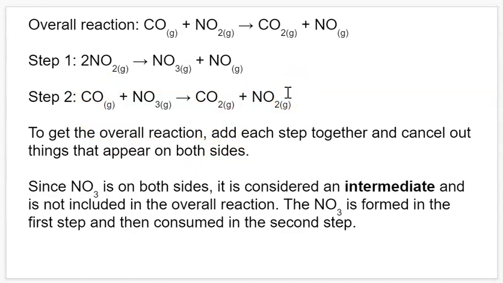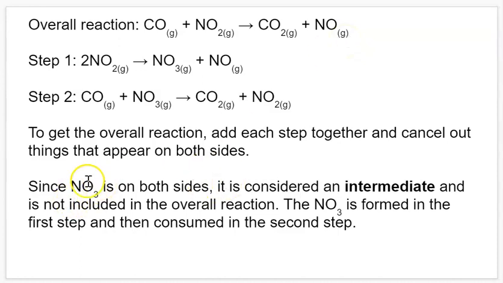If we want to look at the overall reaction, we can add both of these steps together, adding up all of the stuff on the reactant side and adding up all the stuff on the product side, and then canceling out things that appear on both sides, aka this nitrogen trioxide molecule that gets made in the first step and then consumed in the second step. Then we get the overall reaction of carbon monoxide plus nitrogen dioxide, making carbon dioxide and nitrogen monoxide.